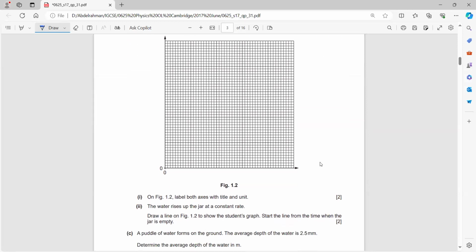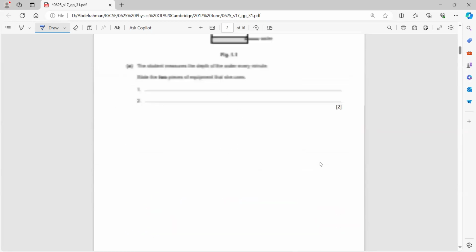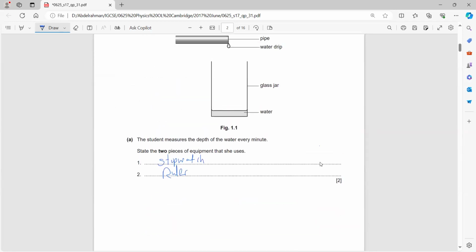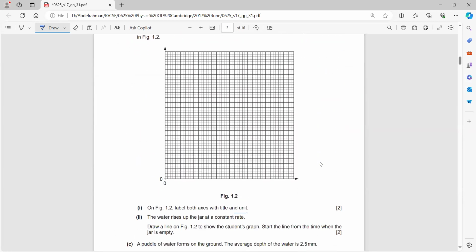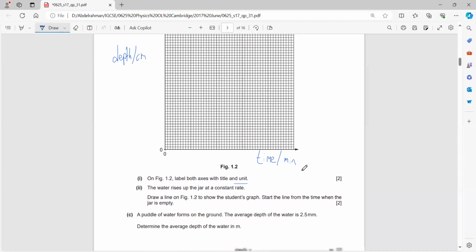X-axis is time, correct. What's the unit of the time? He said, the unit of the time is every minute. Definitely the unit of the time slash minute. What about the y-axis? The depth. So it's probably depth in centimeters. This is correct. Okay, thank you. Do not forget the units.